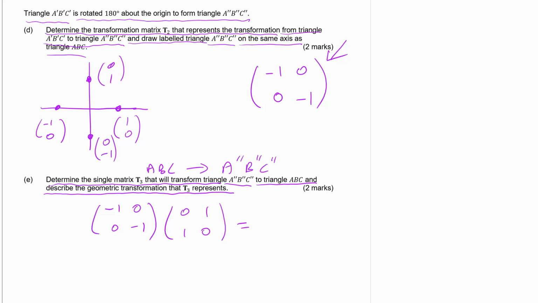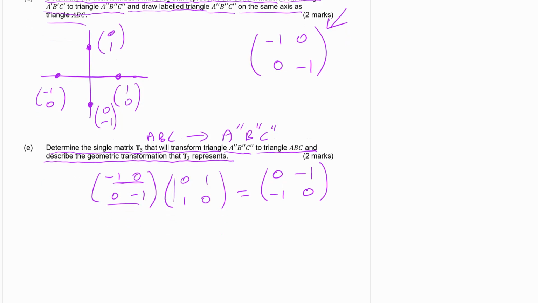So let's do the multiplication. If we do the top times the left, -1 times 0, 0 times 1 is 0. And then the top times the right is going to give me -1. Bottom times the left gives me -1. Bottom times the right gives me 0. So that's that matrix. And what we want is the inverse of this one to map back the other way.